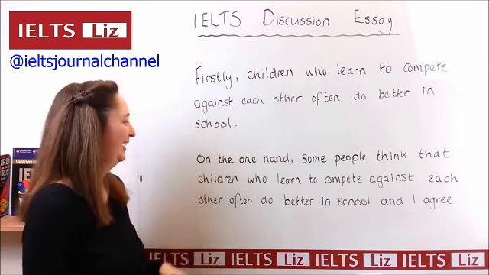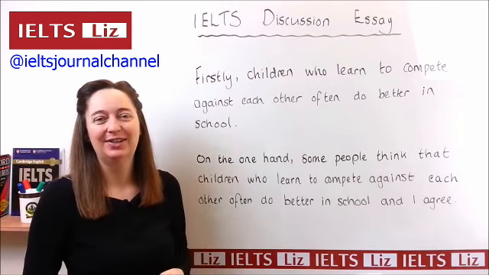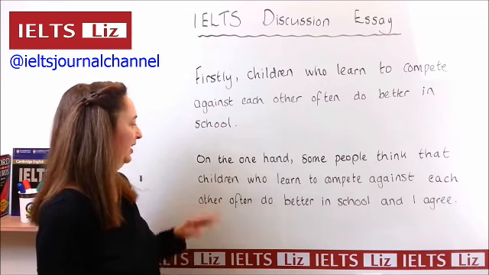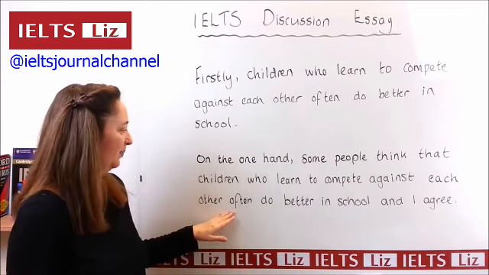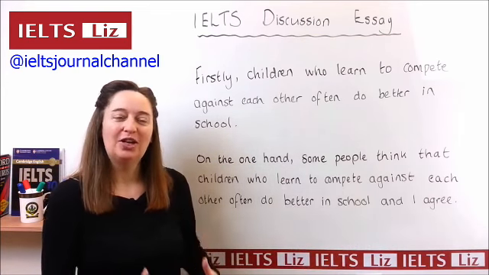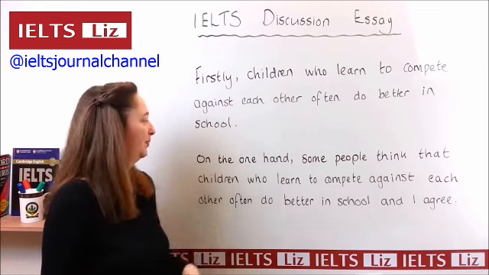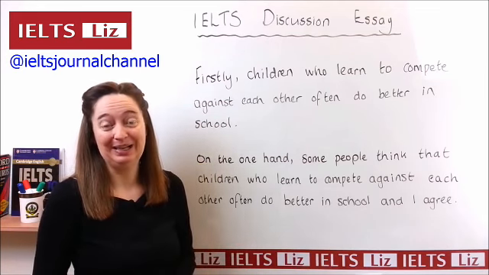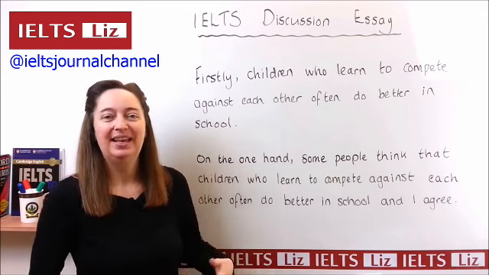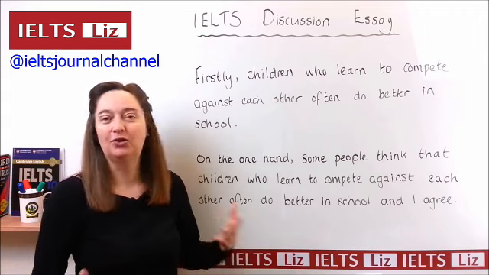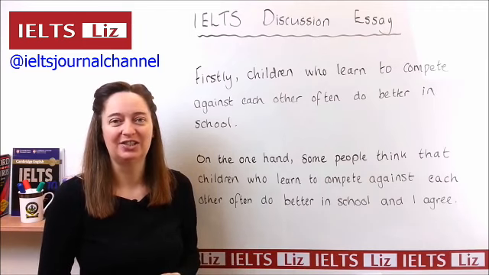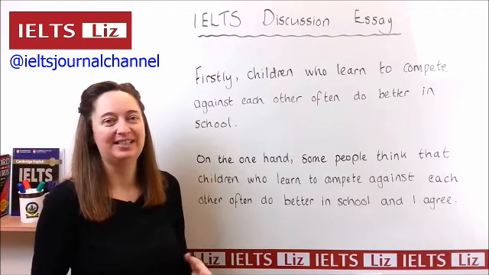And here we have the right way of writing your first sentence for a body paragraph for a discussion essay. "On the one hand, some people think that children who learn to compete against each other often do better in school, and I agree." So what have we got in this topic sentence? Well, we're starting with the correct linking device to begin with. We've got on the one hand, and for the next body paragraph, we've got on the other hand. Those linking devices show that we've got two sides. They're academic and they're the right linking devices to use for a discussion essay. They're very clear for the examiner.